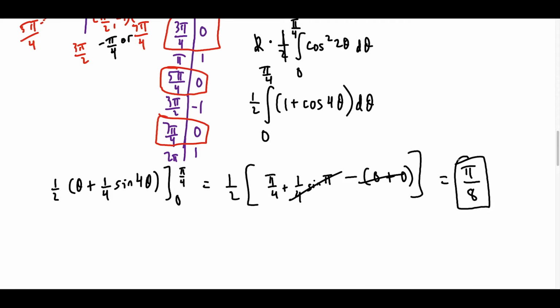Now, if the question had asked for the area of the entire thing, we could just take the area of one petal and multiply it by 4, since there's 4 petals, and that would tell us the area of the entire rose curve, all 4 petals, would be pi over 2.